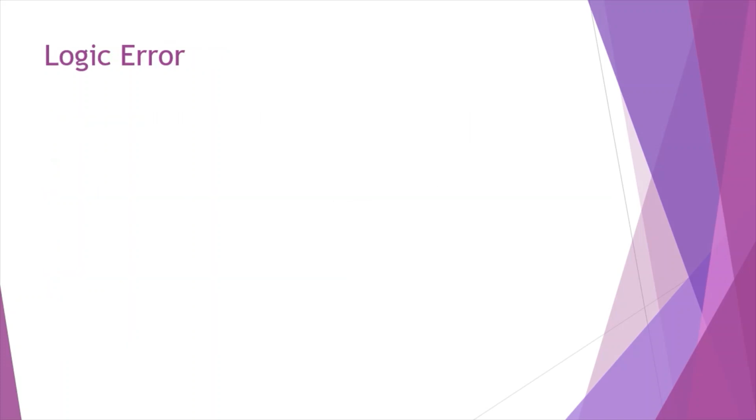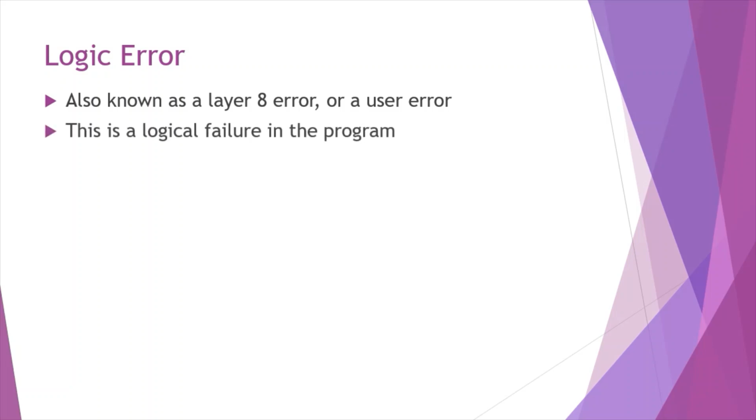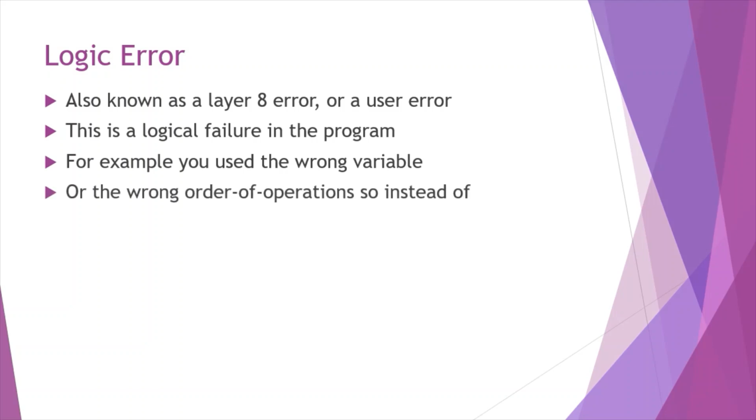So a logic error, also known as a layer 8 error or a user error. There are many different ways to say this, but logic error is the official term, I believe. It's a logical failure in the program. For example, if you use the wrong variable name, you've used A instead of B, or you've added the wrong thing, or you've used the wrong order of operations. So instead of 5 times 5 plus 5, you do 5 times (5 plus 5). So this will be 30 versus 50.